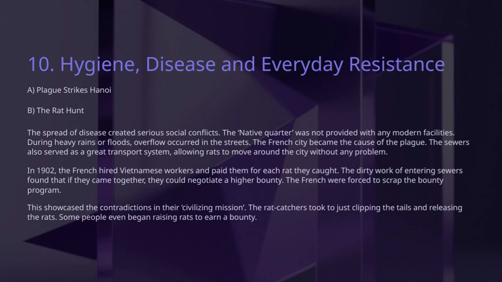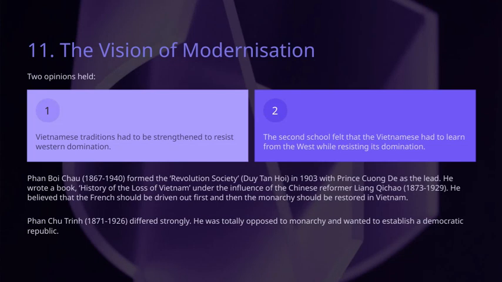On this slide, we see that the second school of thought believed that the Vietnamese needed to learn from the West, but at the same time, they wanted to resist Western domination. Phan Chu Trinh, who lived from 1871 to 1926, had very strong ideas. He was completely opposed to monarchy and instead aimed to establish a democratic republic.